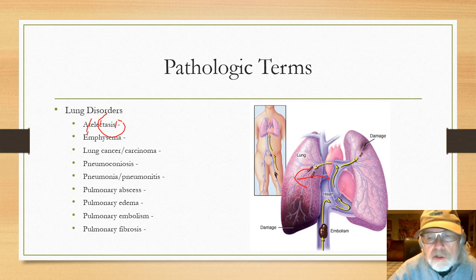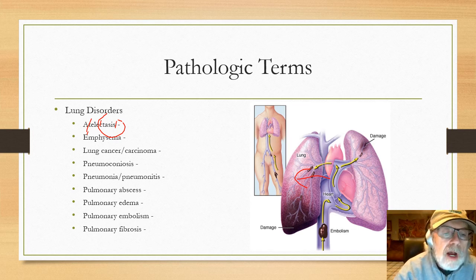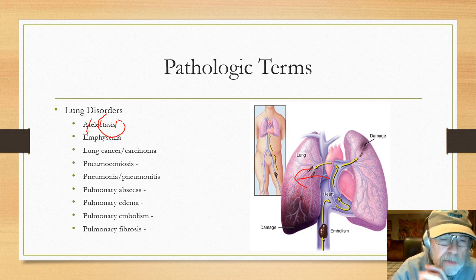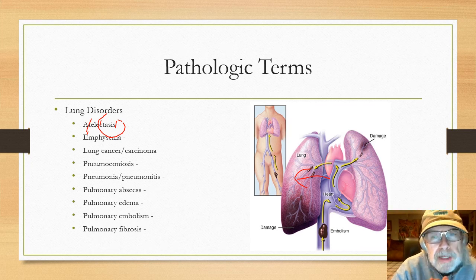So pneumonia is either viral or bacterial. Okay, I'll talk a little bit more about that in a subsequent video. Okay, pulmonary abscess. A pulmonary abscess is just an infection of the lung where pus has collected. This happens sometimes. You'll have an infection, and then there'll just be a large pocket of pus, and that'd be called a pulmonary abscess.